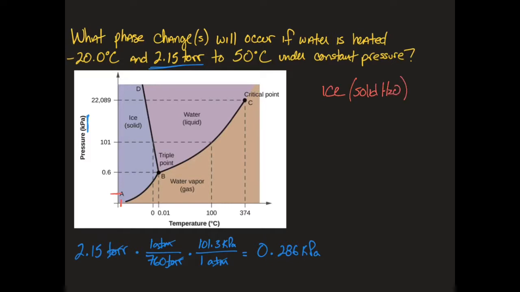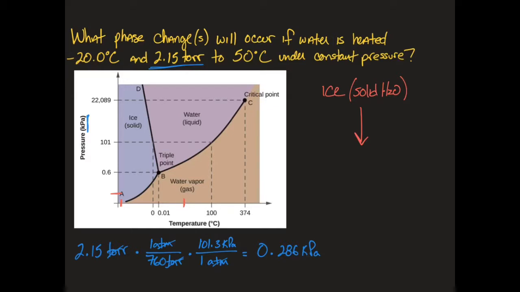Okay, so that's initially. Let's see where it's going to go. So we're going to keep that pressure constant, and we're going to bring it up to 50 degrees Celsius. And so 50 degrees Celsius, the x-axis is a little bit better, so we can sort of assume that we're about halfway to boiling there, or halfway to the normal boiling point there.